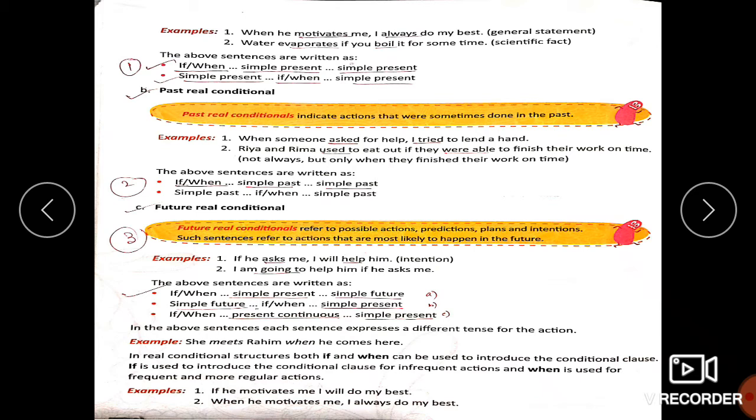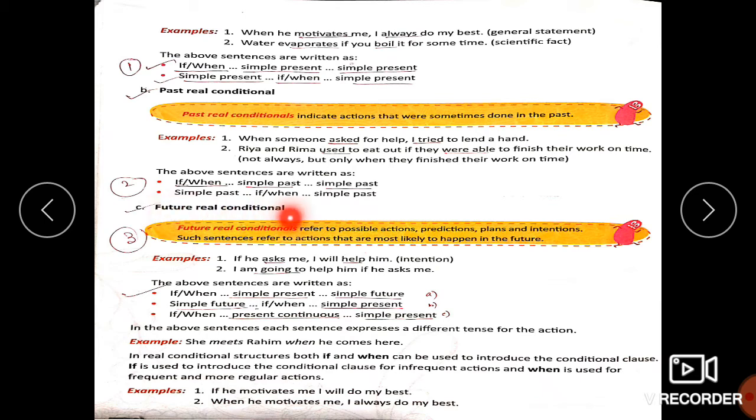Okay, if I knew your address, I would write to you. See, if I knew your address, this again refers to past, knew. I would write to you. Would write again is simple past. Next sentence also simple past plus if or when plus simple past. The Ria and Rima sentence has also got a similar kind of structure because it talks about some past real condition.